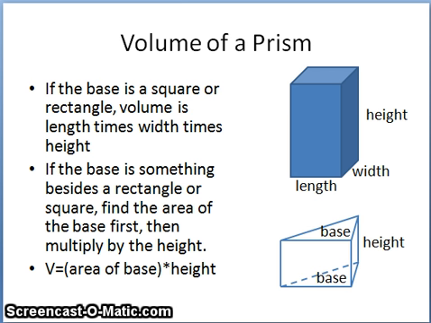Okay, here's the information that we're going to be using for the prisms. The volume of a prism, if the base is a square or a rectangle. Now, perhaps I should mention that the base is the bottom part or the top part. Base actually could refer to either one. Basically, it's whatever side of the figure, any side of the prism that might not be a rectangle.